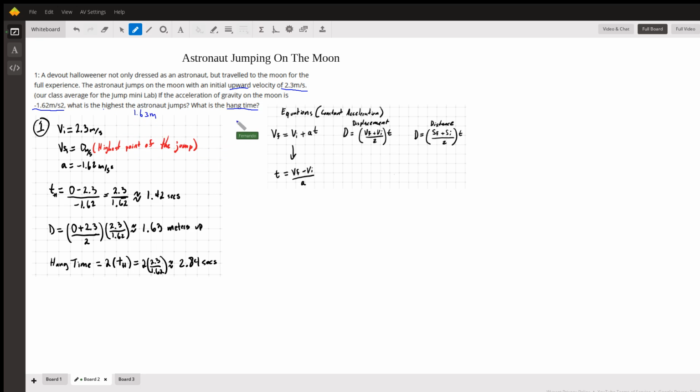Now, the hang time is just twice how long it took him to get to the highest. So all we have to do is 2 times how long it took him to get to the highest point, which is about 2.84 seconds, which is twice 1.42.